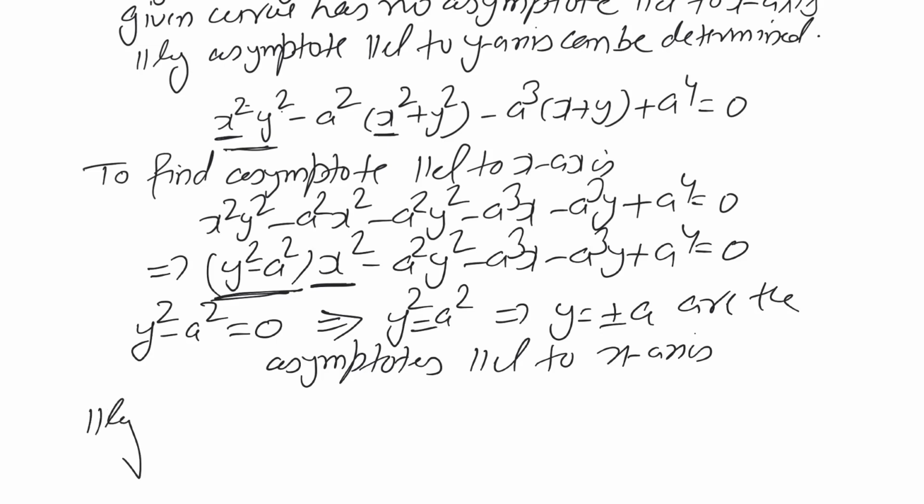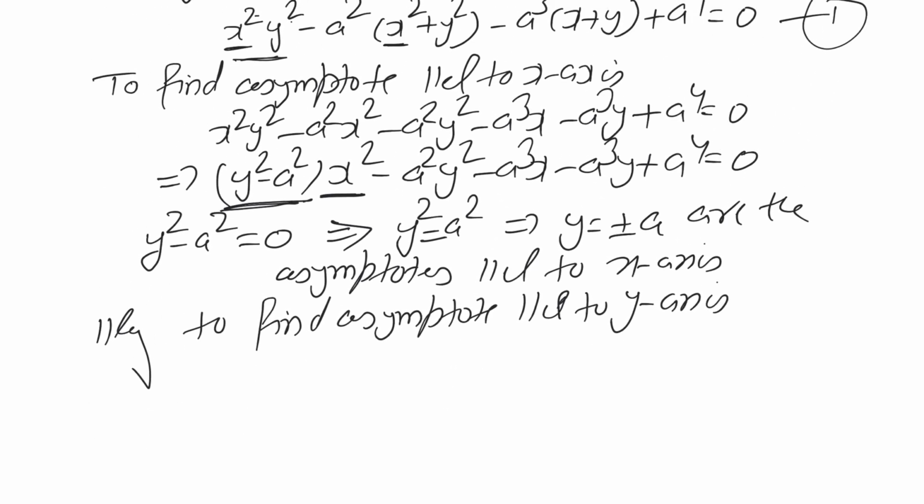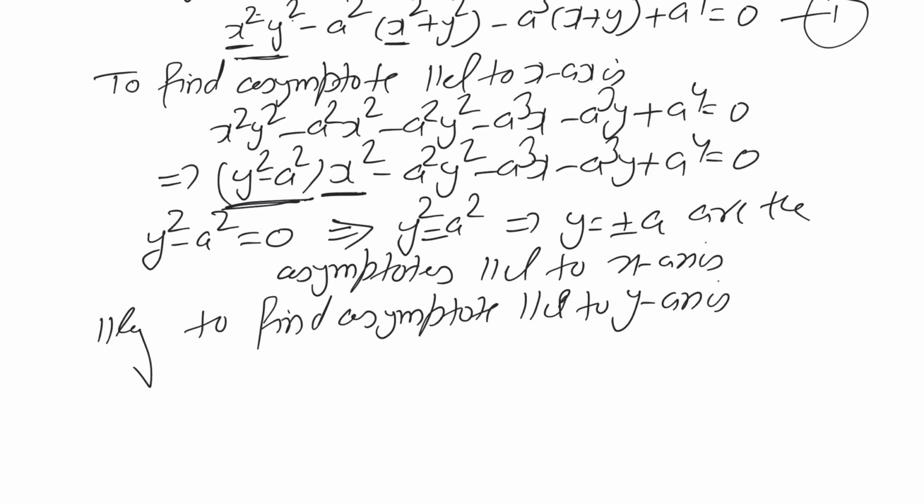Similarly, to find asymptote parallel to y-axis, now equation 1 can be written as x square y square minus a square x square minus a square y square minus a cube x minus a cube y plus a4 is equal to 0.